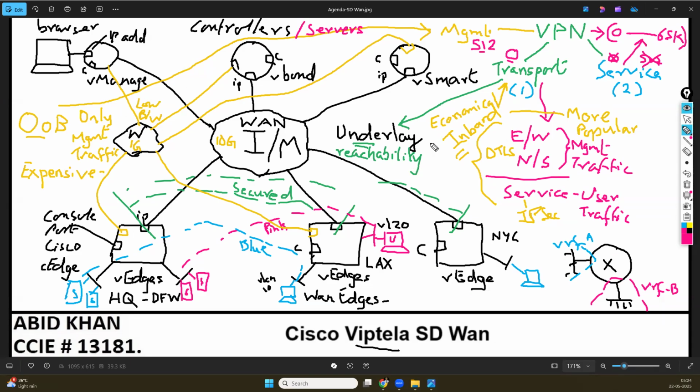Now the thing is, how will these locations be identified in Cisco Viptela SD-WAN terminology? So we have something called what? Let me just clean up some space.